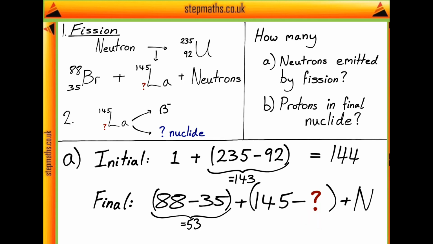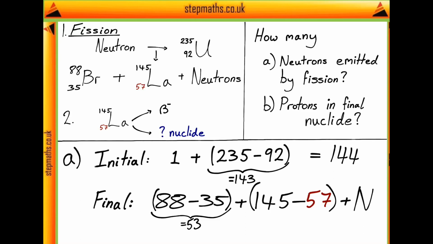To find this number of protons, we can go ahead and look back at our reaction. So, just as the number of neutrons is conserved, the number of protons should be conserved. Initially, we have 92 protons, and then afterwards we know we have 35 protons in the bromine nuclide, but the rest should be in our lanthanum nuclide. Therefore, we can see that the number of protons in the lanthanum nuclide is going to be 92 minus 35, which will be 57.